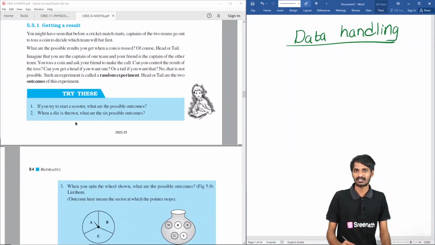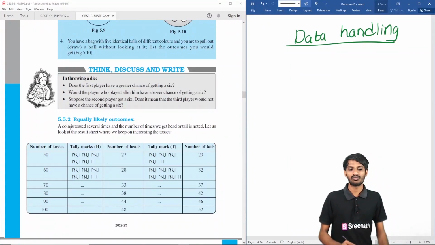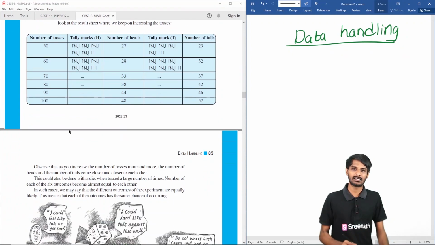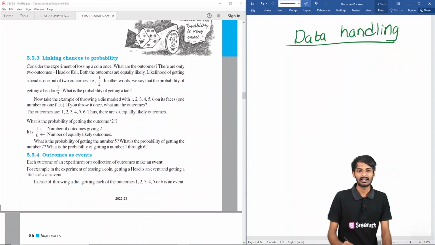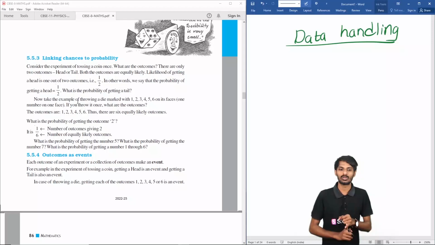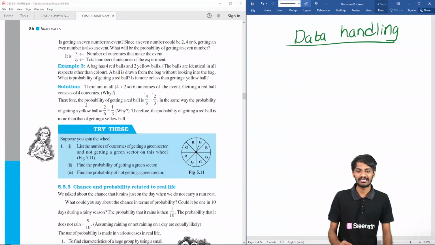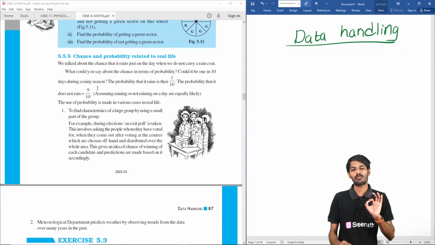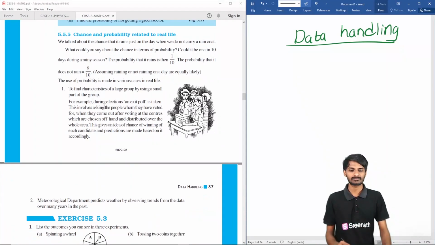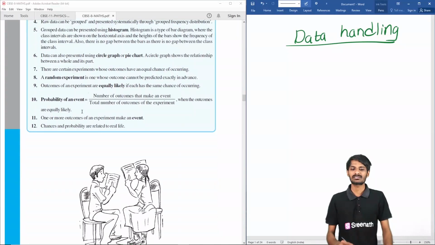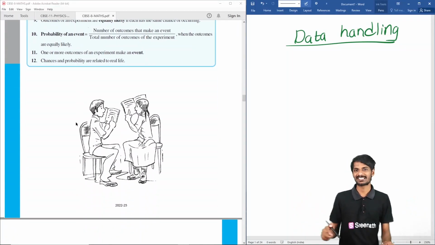So getting a result. All these terms we will discuss: what equally likely outcomes means, linking chances to probability, how to link a chance to a probability, outcomes as events, and chance and probability related to real life. We are going to discuss all these things now itself, students.